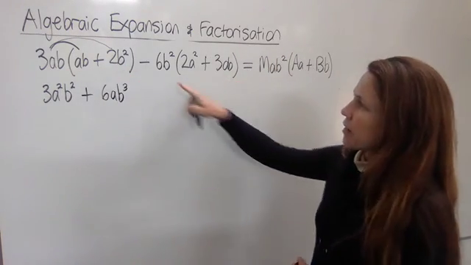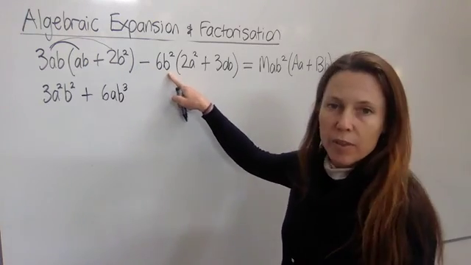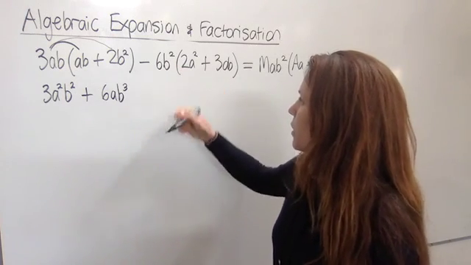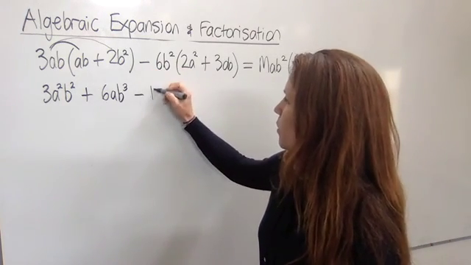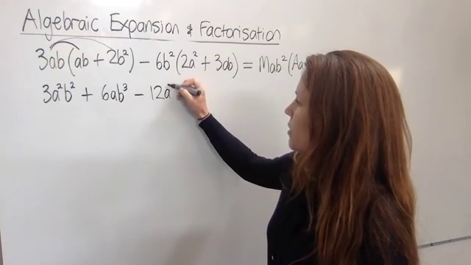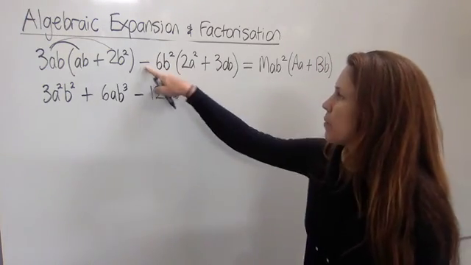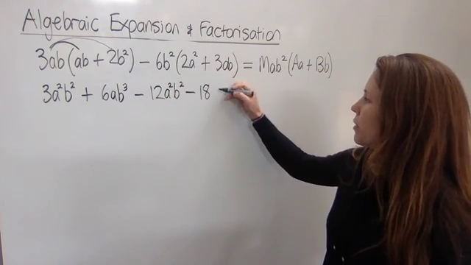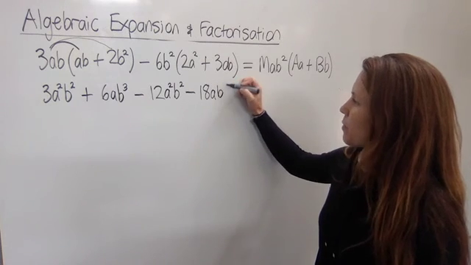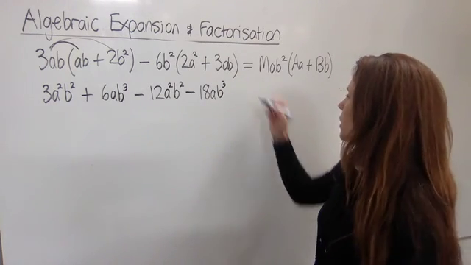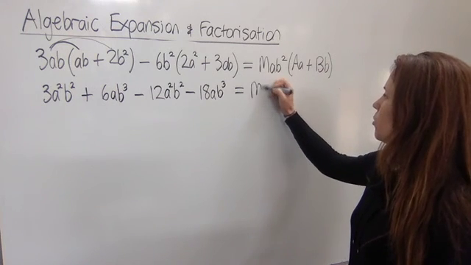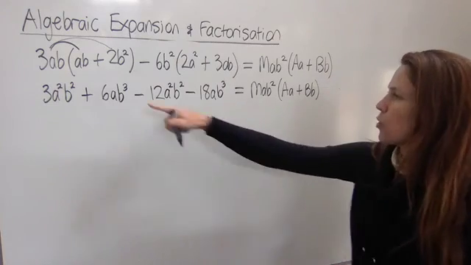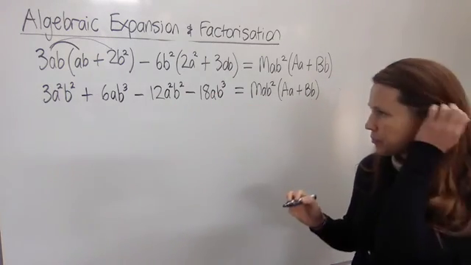Now to expand out this set, don't forget that this negative sign goes with the 6b squared. So this will actually affect this sign in the middle here, as well as the first one. So minus 6 times 2 is minus 12, and b squared times a squared is a squared b squared. And minus 6 times 3 is minus 18, and I've got b squared, there's 1a, and the b times the b squared will give me b cubed. And all of that will still equal all of this. You can write it out again if you like, or you can just work on this side and get it looking something like this side.